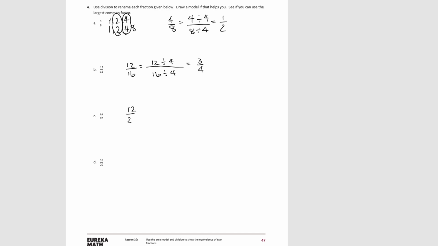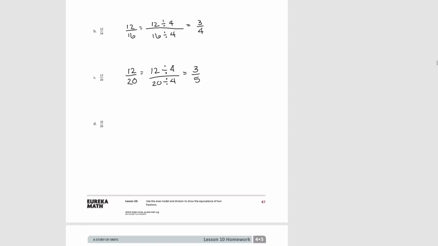For 12 and 20, again, the numbers are even, so we know we could divide by 2. Let's see if we could divide by 4. Yes, 4 times 3 is 12, and 5 times 4 is 20, so we know we can divide both of the numbers by 4. And we get 3/5, which are both prime, so we know it's in simplest form. And pause the video and try D.